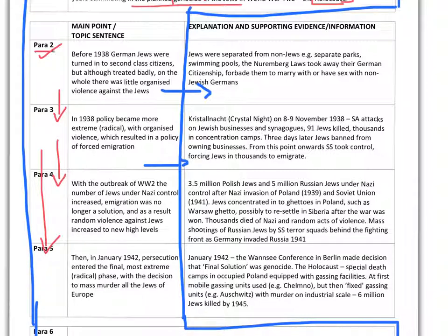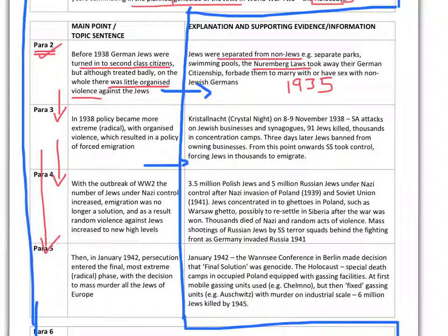Let's start off with paragraph 2. A very brief paragraph. Remember, the focus has got to be on the period 1938 to 45, how it changed. But to do that, you've got to say what it was like before 1938. The key point you want to make is that although Jews were treated badly, on the whole, there was little organised violence against the Jews. The main policy before 1938 was to turn Jews into second-class citizens by separating them from non-Jews in Germany. A couple of examples: they had to go to separate public areas like parks and swimming pools, but the main example was the Nuremberg Laws of 1935. It was September 1935, which took away their citizenship, and it forbade them to marry or have sex with non-Jewish Germans. Again, that paragraph could be put across very swiftly in 2 or 3 minutes, just to make those key points.